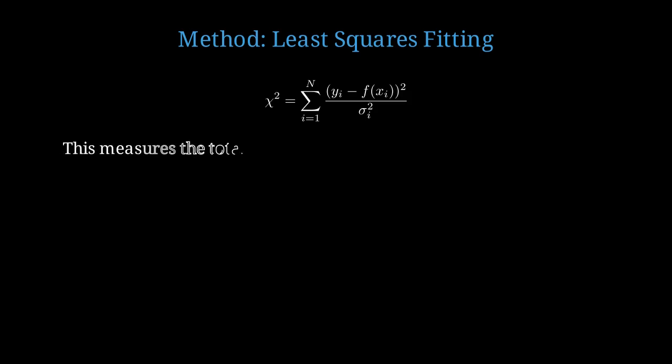The most common method is least squares fitting. The idea is beautiful in its simplicity. We define chi squared as the sum from i equals 1 to n of the quantity y_i minus f of x_i, all squared, divided by sigma_i squared. Chi squared measures the total squared deviation of our data points from the model predictions, weighted by the measurement uncertainties. We adjust the parameters in our model function f to minimize chi squared. The parameters that give the smallest chi squared are our best fit values.